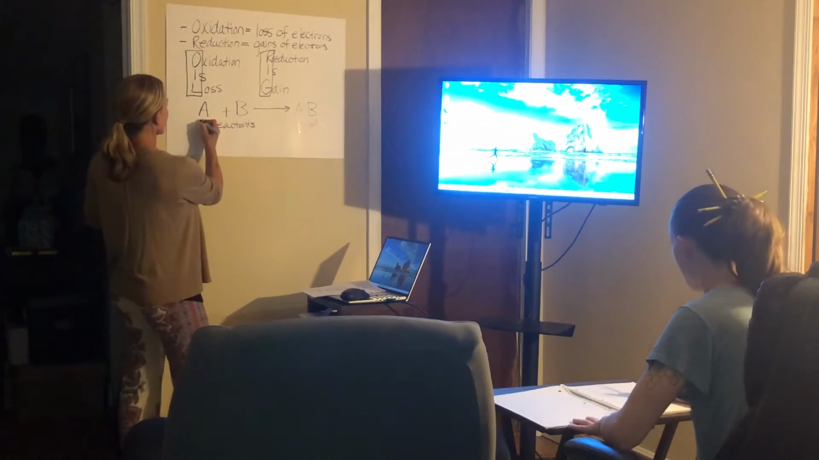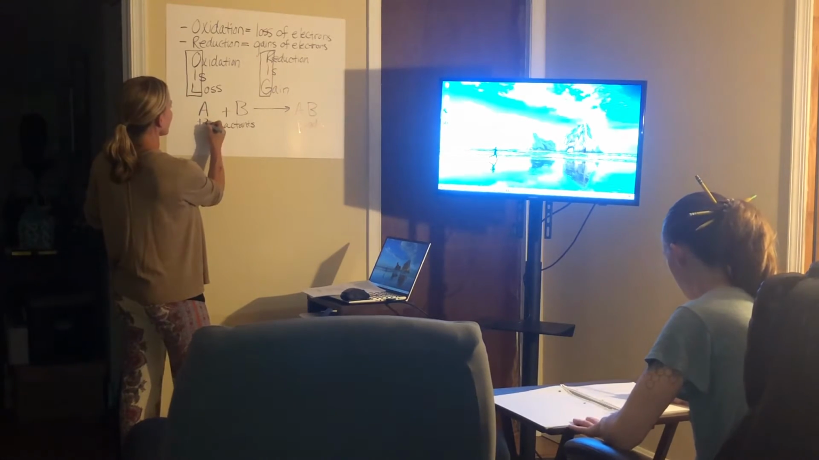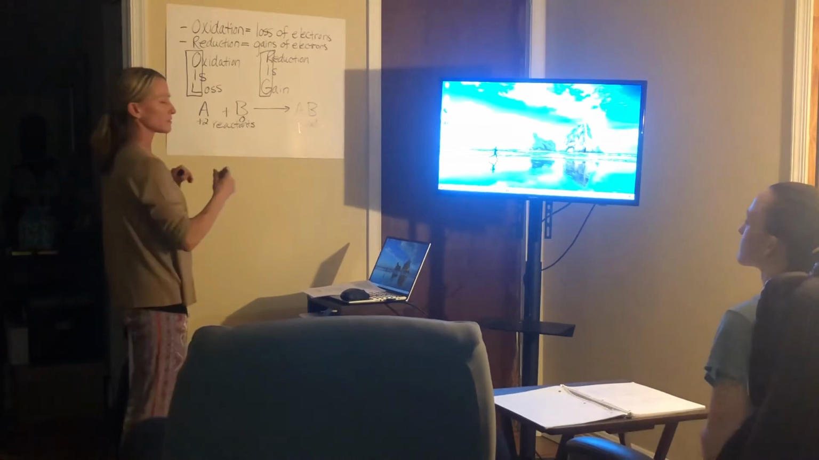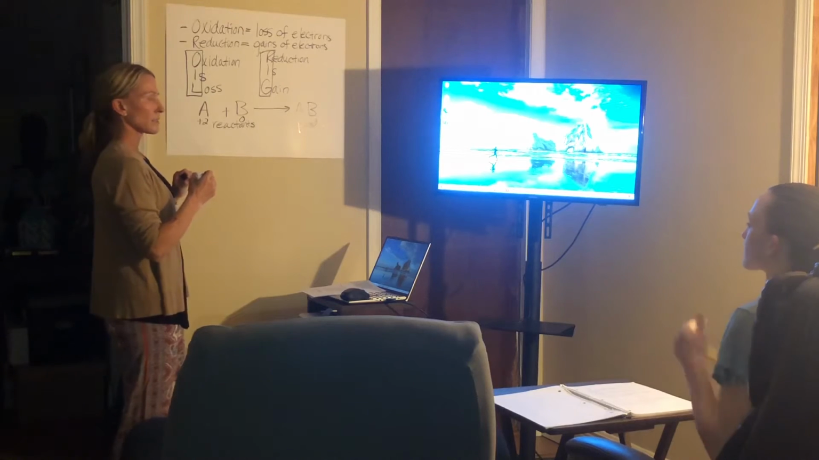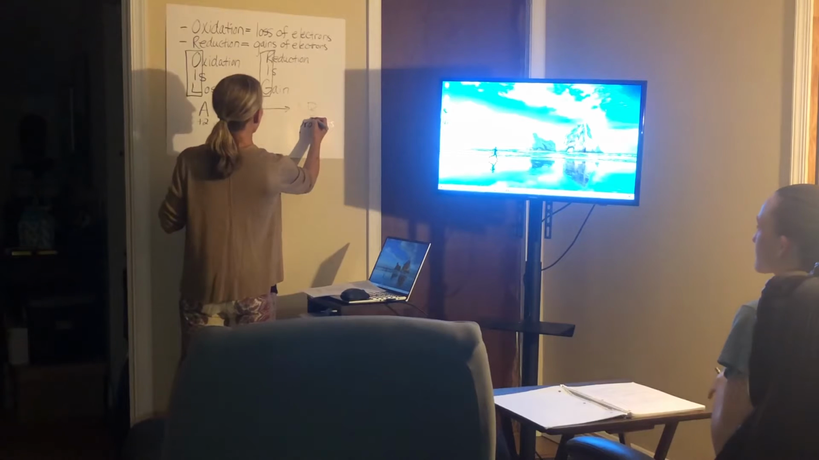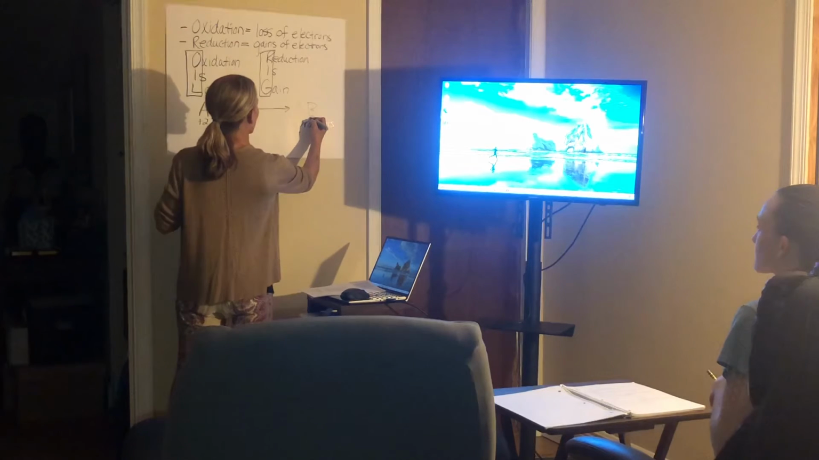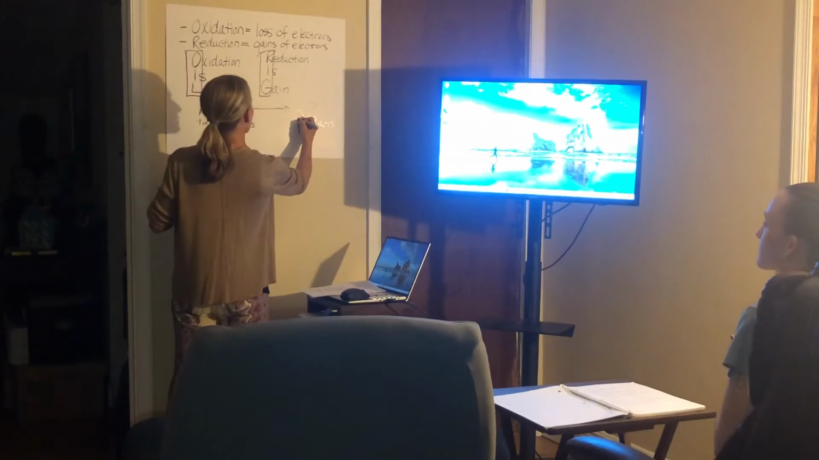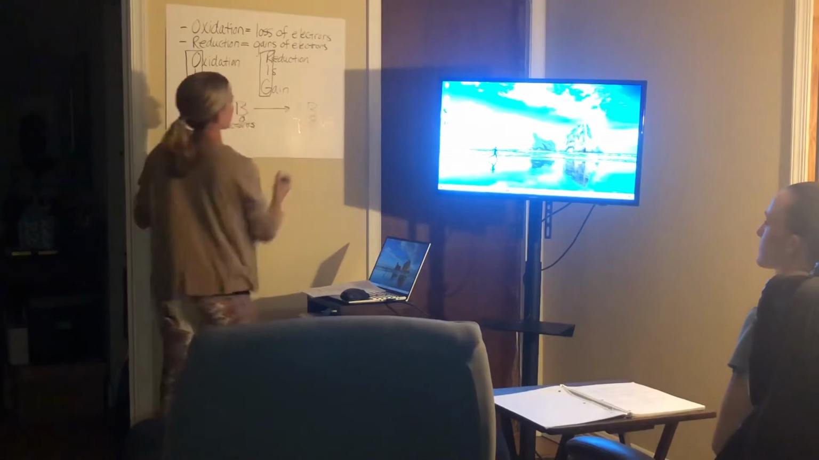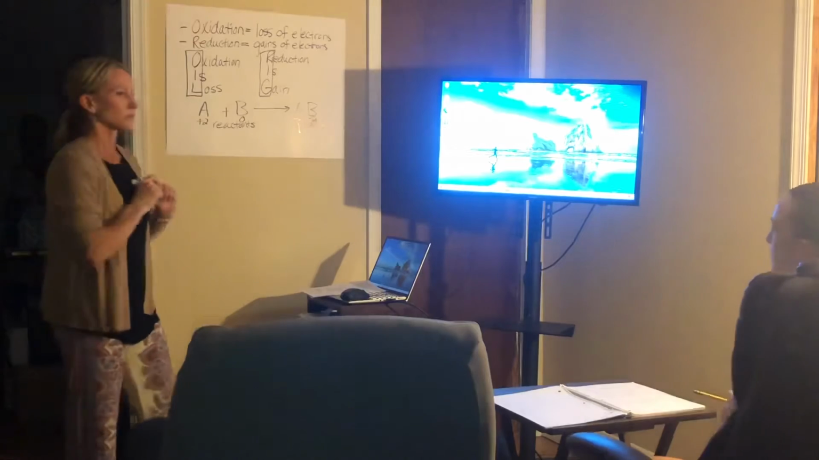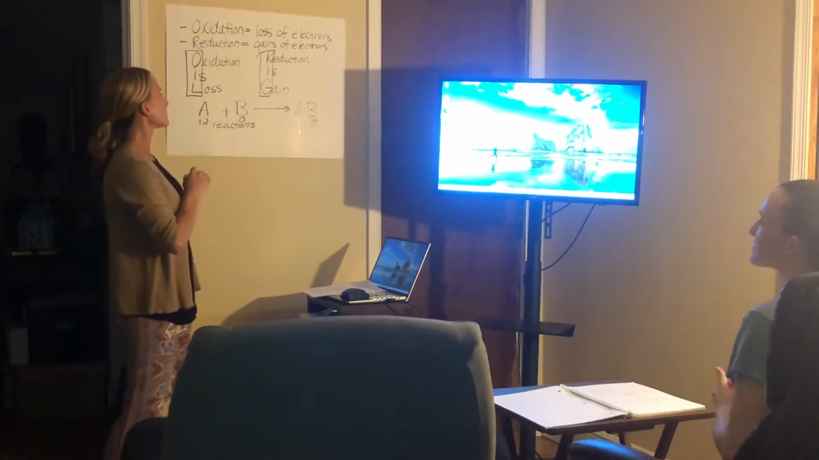So say that A has a +2 oxidation state and B has a 0 oxidation state. And then in the products, B will have a -2 and A will have a +4. Yes. B lost electrons and A gained.